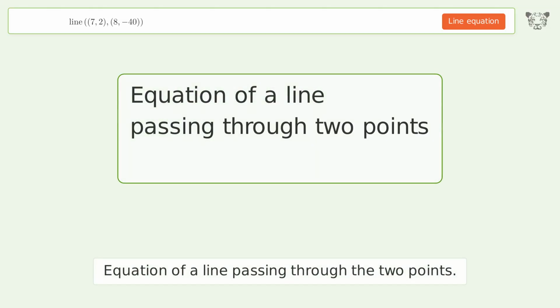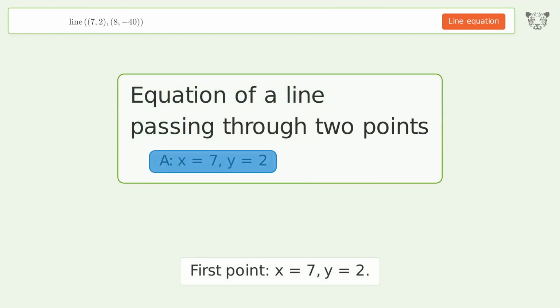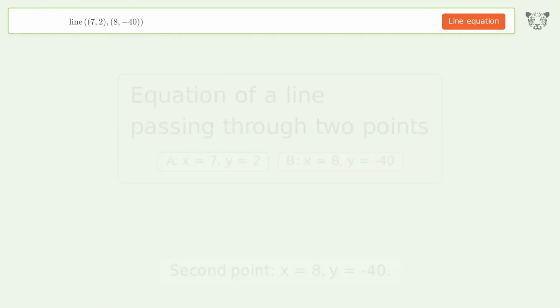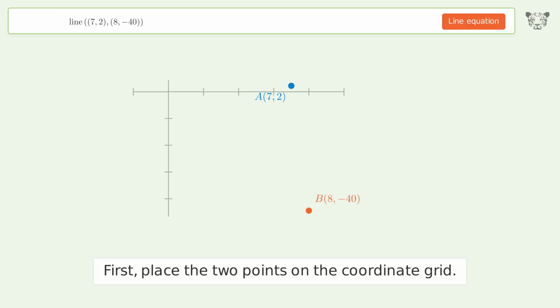Equation of a line passing through 2 points. The first point has x equals 7, and y equals 2. The second point has x equals 8, and y equals negative 40. First, place the 2 points on the coordinate grid.